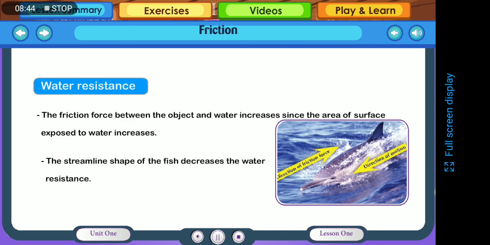When the surface area increases, the water resistance increases. A small fish moves in the water, and a whale moves in the water. So when the whale moves in the water, the surface area increases. The streamlined shape of the fish decreases the water resistance.